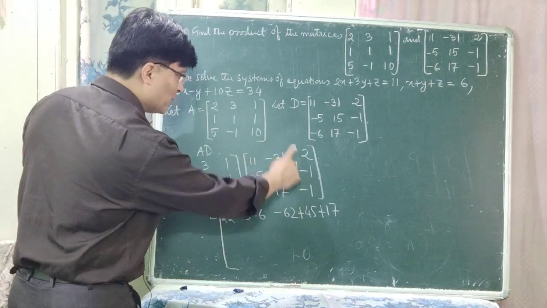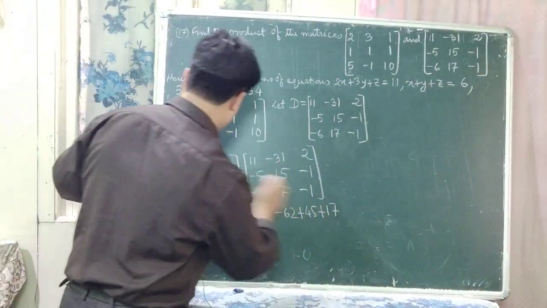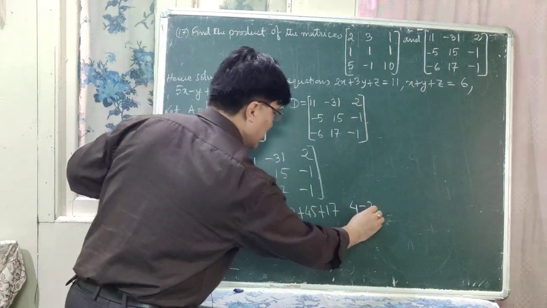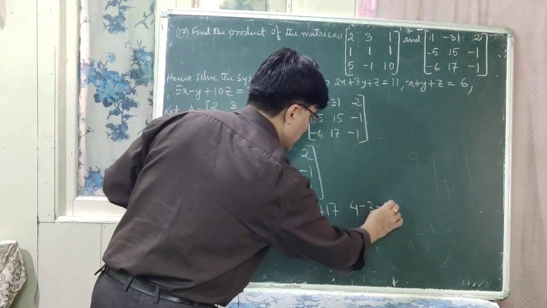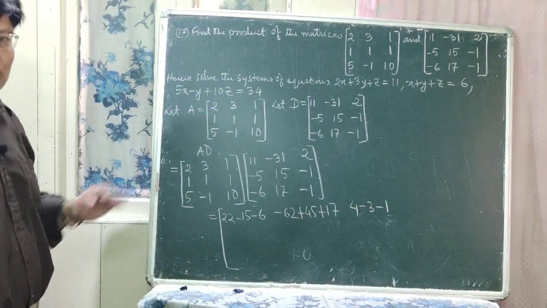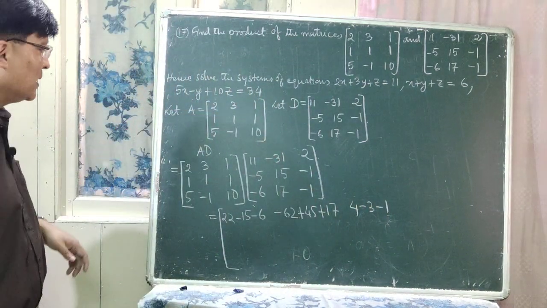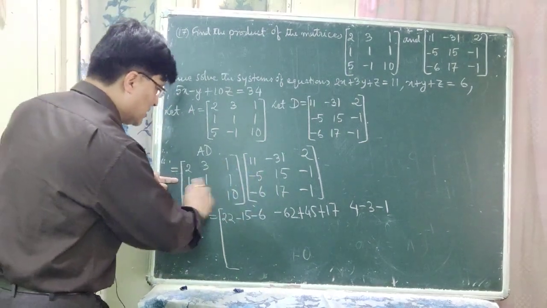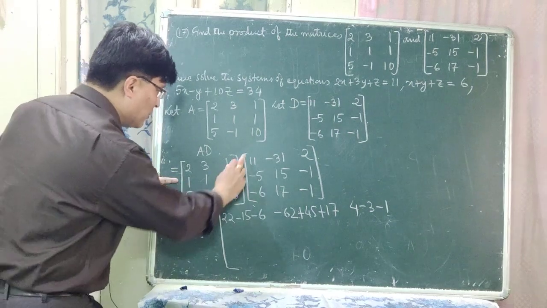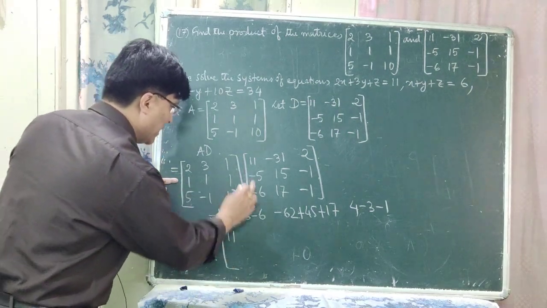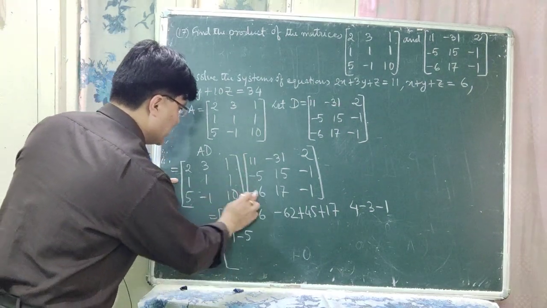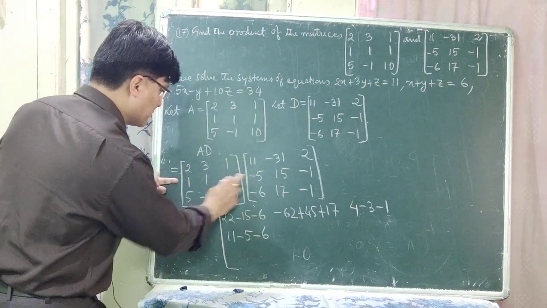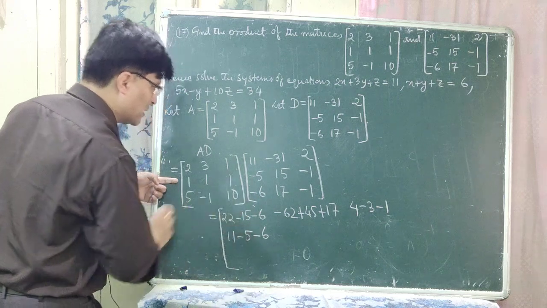Then again, first row by third column: 2 2s are 4, 3 into minus 1, minus 3, 1 into minus 1, minus 1. So this is the first row, right? Next, second row by first column. So 11 1s are 11, minus 5, minus 6, right? 11 1s are 11, minus 5 into 1 is minus 5, minus 6 into 1 is minus 6.